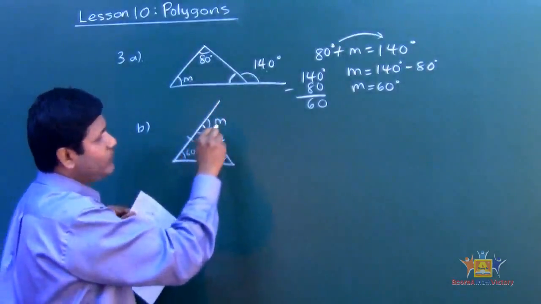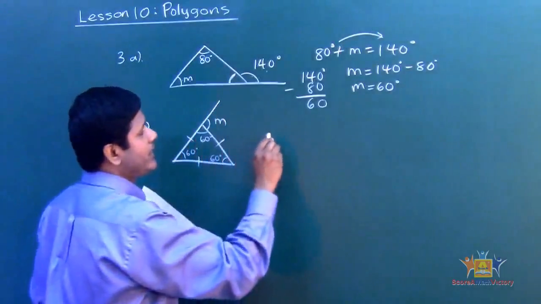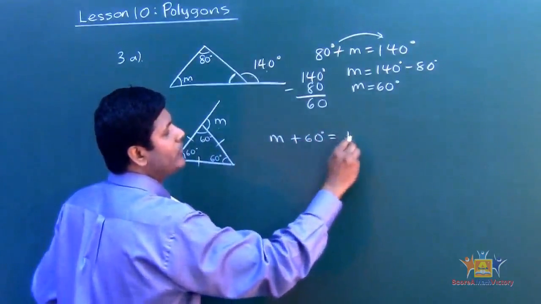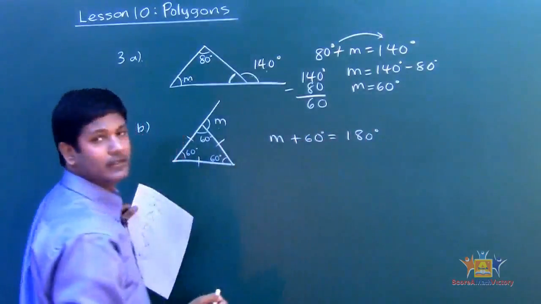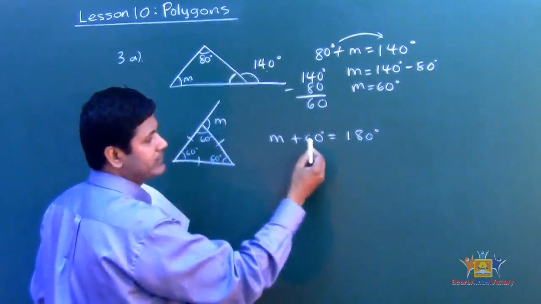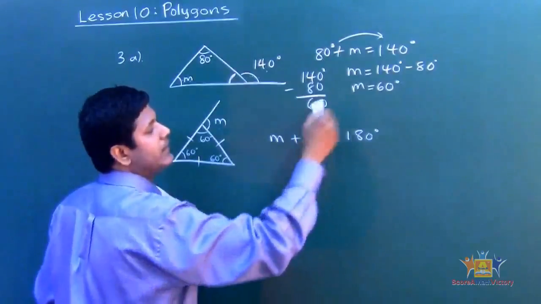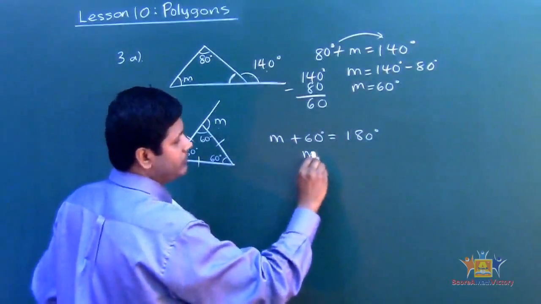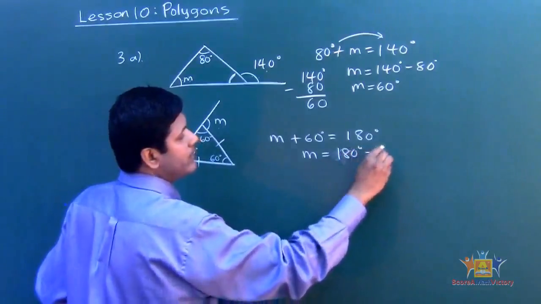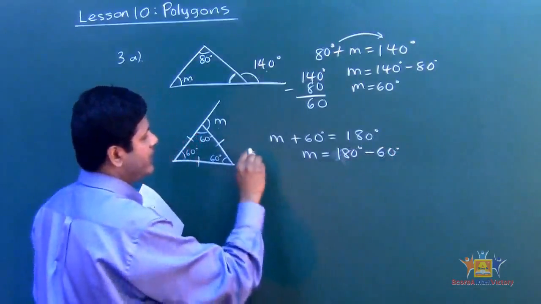If this is 60, what would M be? Because you know that M plus 60 equals 180 degrees. Now I can find M by moving the 60 across the bridge. What is 60 doing to M? It's adding. Addition across the bridge becomes subtraction. So 180 minus 60. Let's line it up.